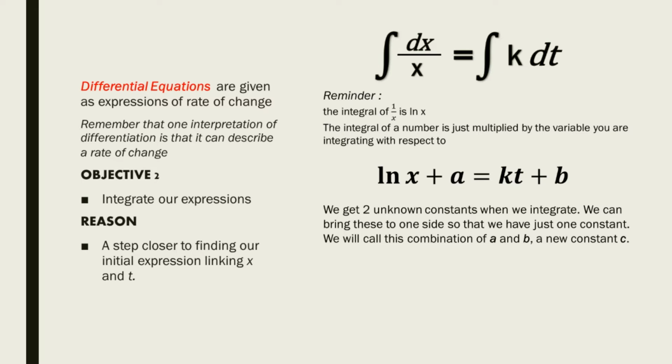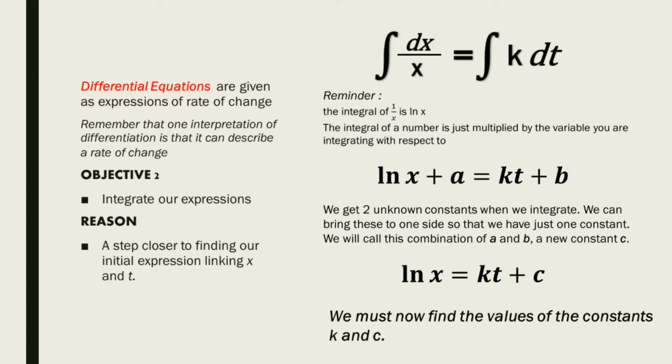The easiest thing to do is just bring them over to one side. It's because they're basically both numbers. Basically, if the one on the left was a 3 and the one on the right was a 5, we'd bring them together, and the 3 would become a minus 3, and we'd get just one number at the end. We call this combination of a and b a new constant c, and we write this expression that we've got as natural log of x equals kt plus c, where we'll basically take this a, bring it over, so we'll have b minus a, and b minus a equals c. But in general, rather than thinking of two separate constants, when we integrate a differential equation, we'll just get one.